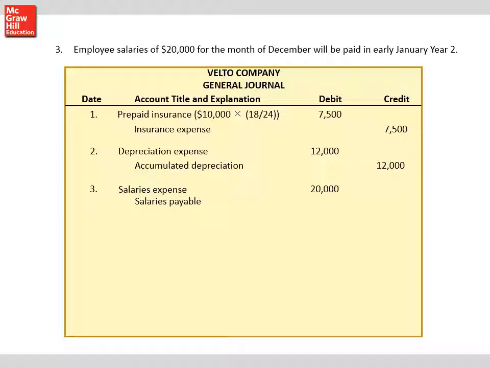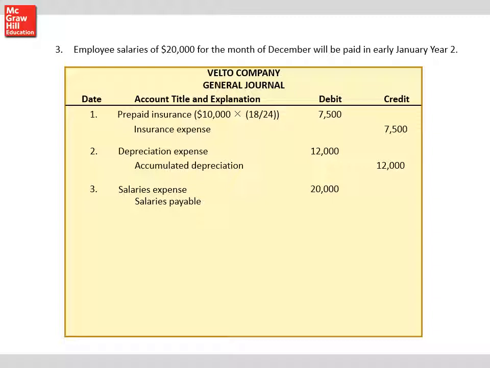And number 4, on October 1, year 1, the company borrowed $220,000 from a bank. The note requires principal and interest at 12% to be paid on April 30th of year 2. So 6 months, right? Well, let's see. All of October, November, December, January, February, March, and April. So that's 7 months. Well, that doesn't matter.